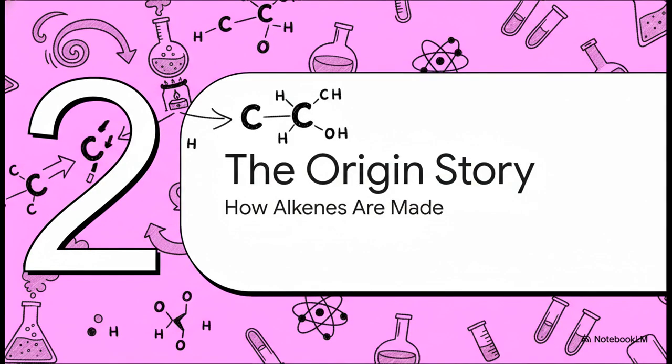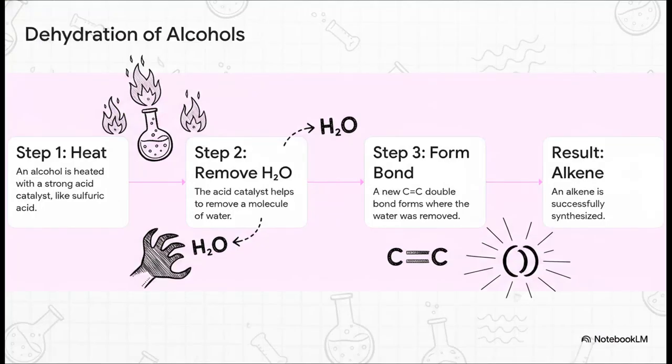Okay, so we know what they are, but where do they come from? Let's take a look at one of the most common ways you'd actually cook up an alkene in a lab. It's actually a pretty simple recipe when you get down to it. You just take an alcohol, you heat it up with a strong acid, sulfuric acid is a popular choice, and that acid acts like a catalyst, helping to literally pull a water molecule right out of the alcohol. And in that space that's left behind, a new carbon-carbon double bond just snaps right into place. The whole process is called dehydration, and boom, just like that, you've made yourself an alkene.